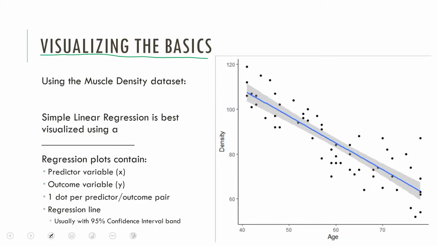Well, we use what's called a scatter plot. So these little dots here, one for each x and y, and then we draw a line through it. So this blank here is scatter plot.